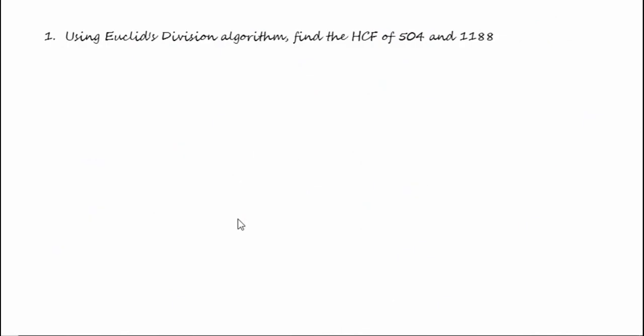Now let us solve some problems. Problem number 1. Using Euclid's division algorithm, find the HCF of 504 and 1188. So if A and B are two numbers, then if we divide A by B, we get two more integers q and r such that a equal to bq plus r. This is Euclid's division lemma. Now let us take a as 1188 and b as 504.